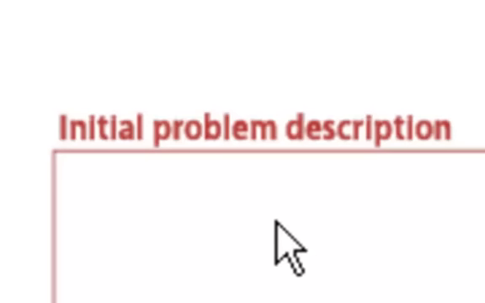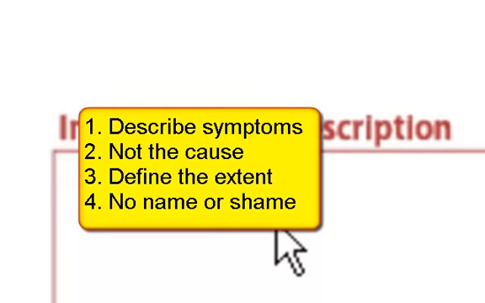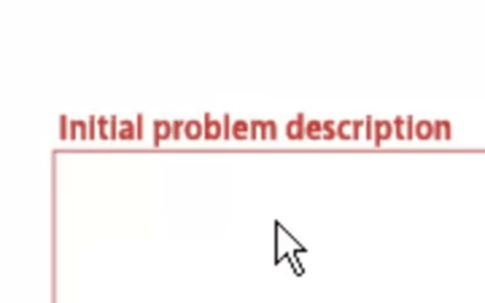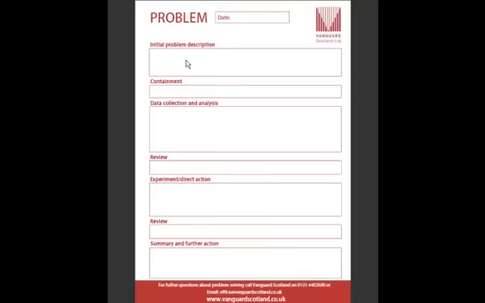So in the description box, we want to really have a number of criteria. One is we describe the symptoms. Second is we don't describe the cause. Third, we try and get a good understanding of the size of the problem. And fourth is we don't blame anyone. So a good description of a problem would be: it's taking too long for us to put care in place for our adult elderly care system. Last month, 700 people were kept waiting for over 70 days.